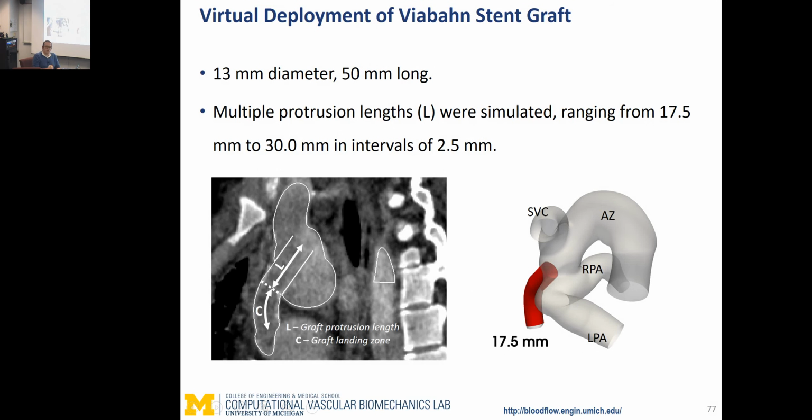So what was the idea? How to do this? What was the actual operation, or in this case, endovascular operation? Based on the size of the patient, the stent graft was sized to be 13 millimeters in diameter and 50 millimeters in length. And what we considered was multiple protrusion lengths. We're looking at it from the left side. This is the stent graft. We're going to consider a situation in which the stent graft is protruding 17 millimeters into the mixing zone. Obviously, it needs to be landed into the vessel for structural attachment. Then 20, 22, 25, 27, and 30.